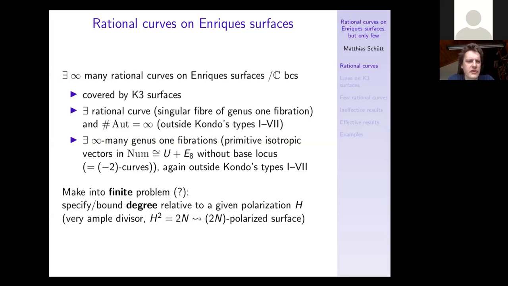So with infinitely many rational curves, we have to make it into a finite problem. And this we can do by bounding the degree. This will be relative to a given polarization, so this will refer to a very ample divisor H, and we'll just consider the square of H, 2n. So we'll talk about 2n polarized surfaces.